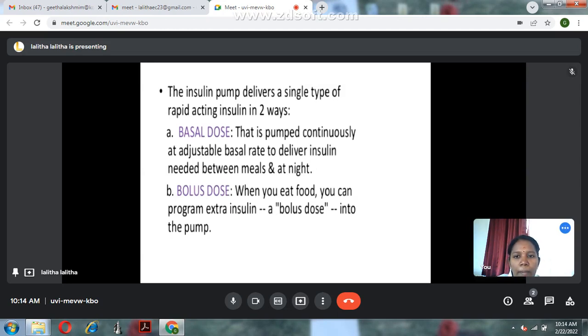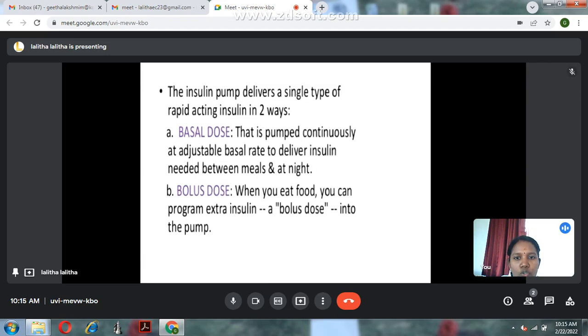First, the basal dose is pumped continuously at an adjustable basal rate to deliver the insulin needed between meals and at night. So at night time we can inject the basal dose. And the bolus dose: when you eat food, you can program extra insulin, a bolus dose, into the pump. So these are the two types of doses to inject into our body.